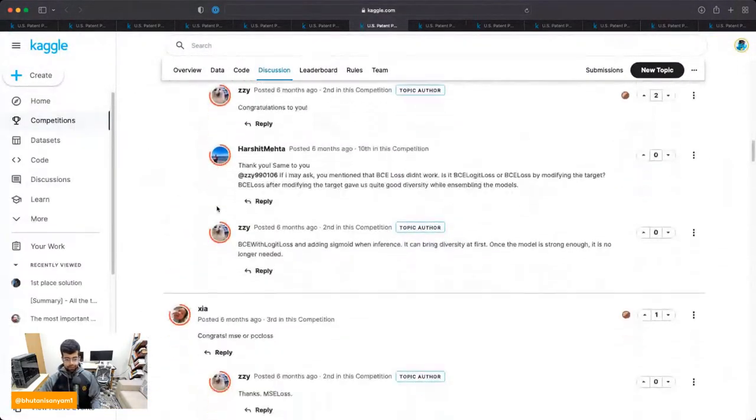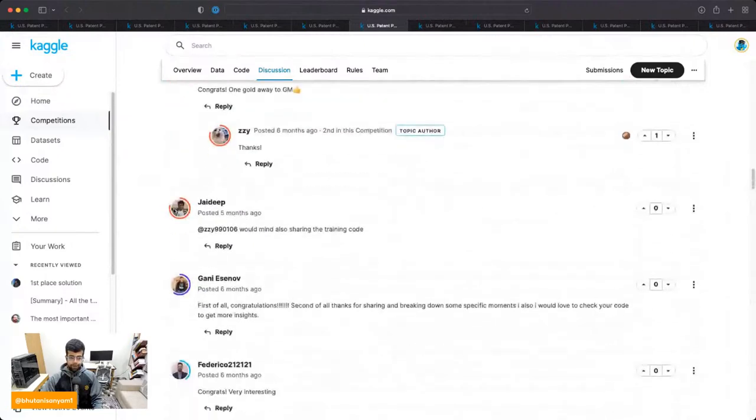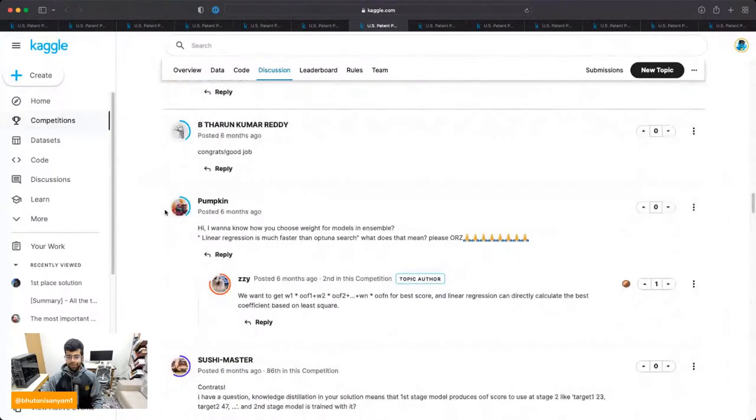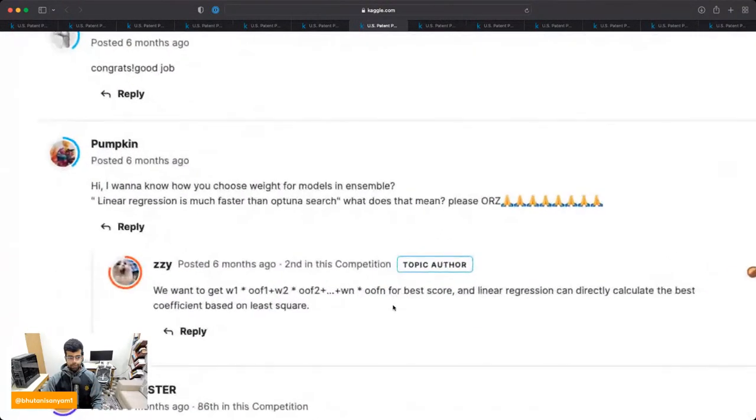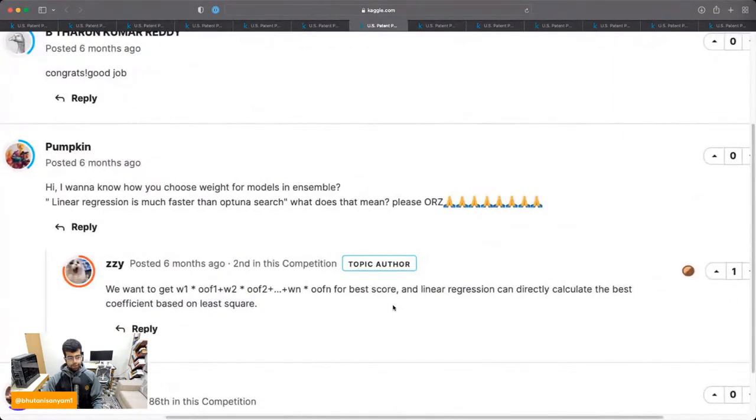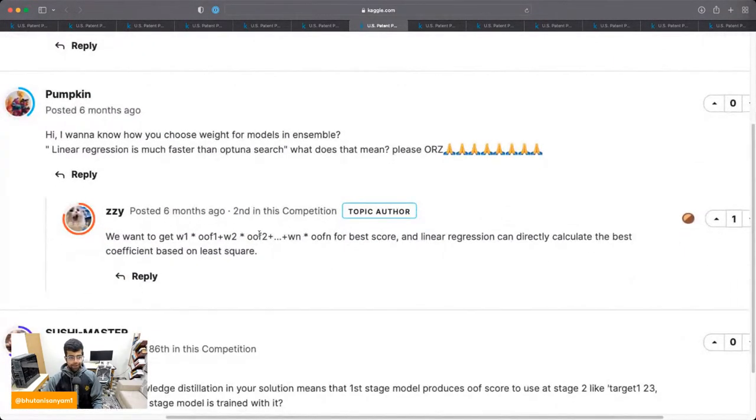Let's see if there's anything from the discussion. All of the solutions are similar, so I'm confused which one had some details in the discussion.